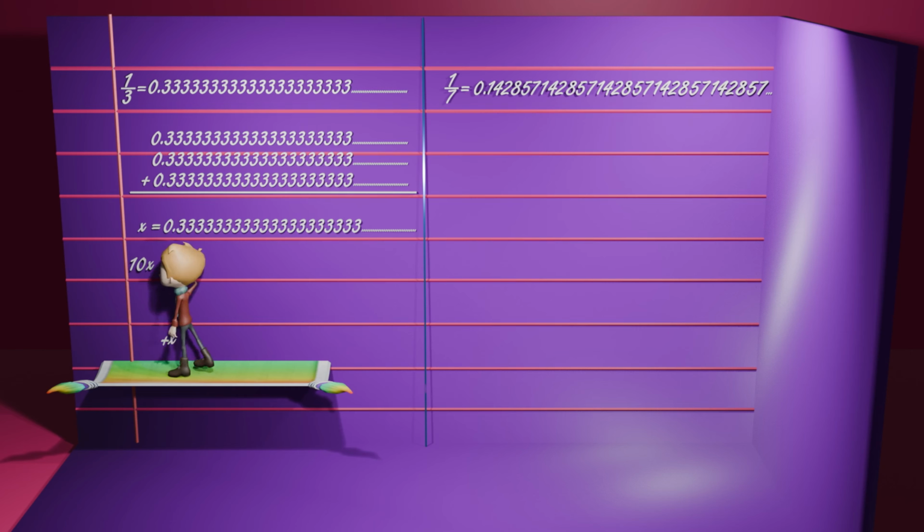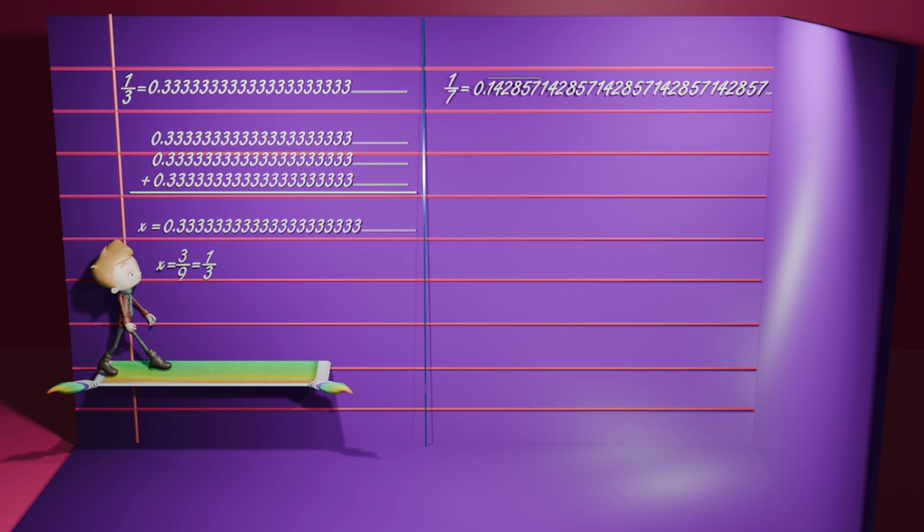Here we have plus x. By shifting it to the other side we get minus x. And we get 9x. Here 9 is in multiplication form. By shifting it to the other side, it takes division form. And we get 3 by 9, which is 1 by 3. And hence we can change 0.3 repeating into a fraction.